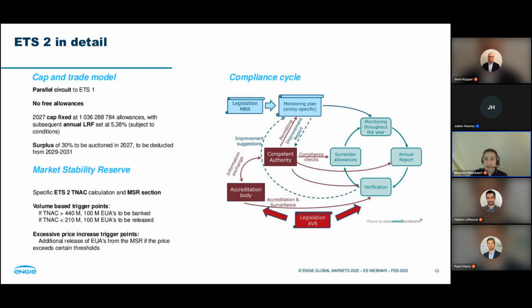The compliance cycle of ETS2 is similar to ETS1, so every regulated entity will have to establish a monitoring plan pursuant to which that entity will monitor its emissions throughout the year, and after the year draw up an annual emissions report, which will then have to be verified by an accredited verifier, following which that entity will need to surrender the required amount of allowances on the Union Registry.